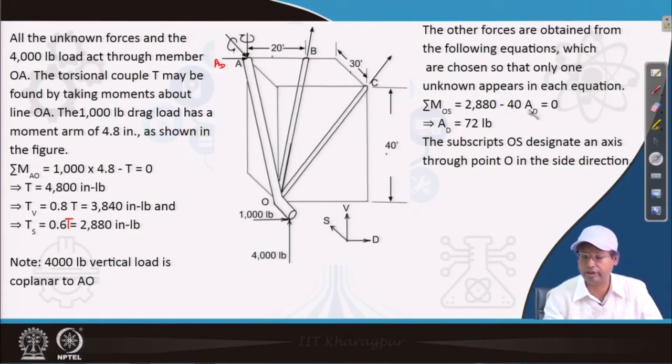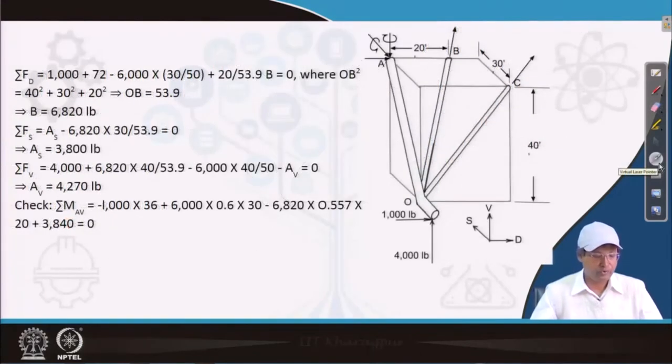So, considering that equation, we have AD into 40, 40 is this length, and we have AD equal to 42 pound. The subscript OS designates an axis through the point O in the side direction. We have mentioned it here, and we need to continue for the other forces.